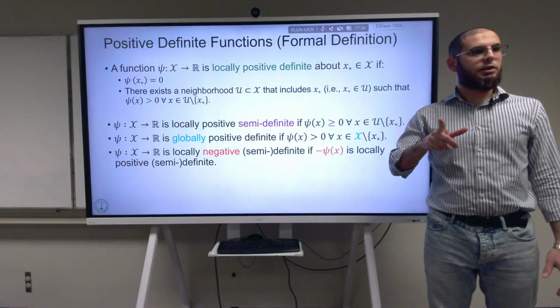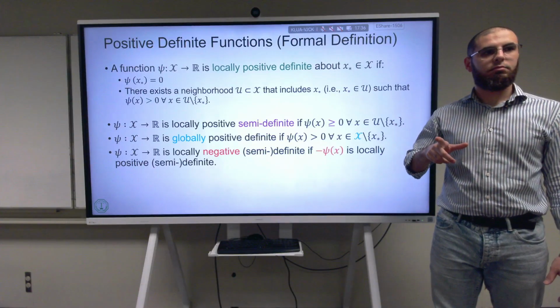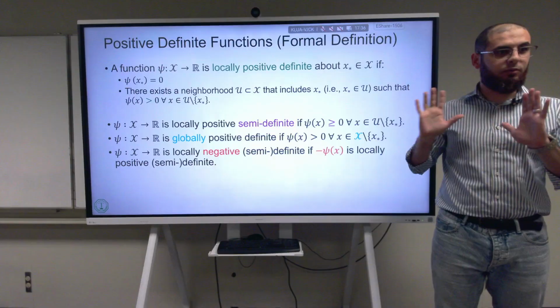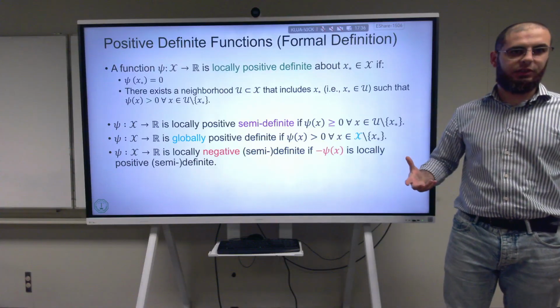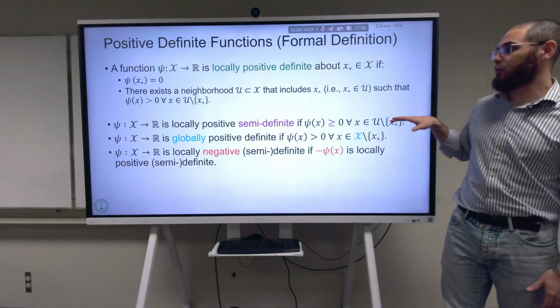Any questions? This is only the formal definition. We haven't talked about any recipe of actually evaluating whether the function is positive definite or negative. So that's what we're going to be doing today.